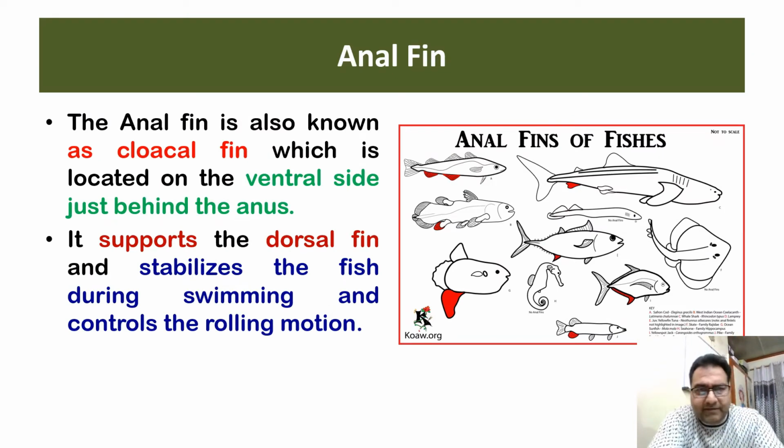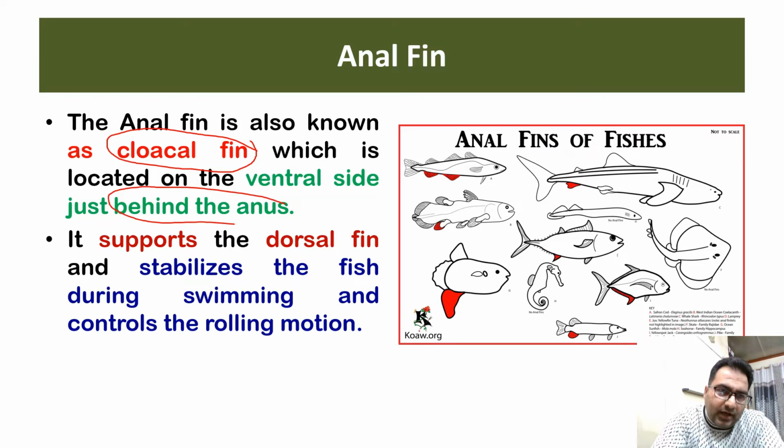Then we do have the anal fin. We also call it the cloacal fin, which is located on the ventral side just behind the anus. The only difference between the pelvic and the anal fin is that the anal fin is behind the anus, whereas the pelvic fin is in front of the anus. It supports the dorsal fin and stabilizes the fish during swimming and controls the rolling motion as well.